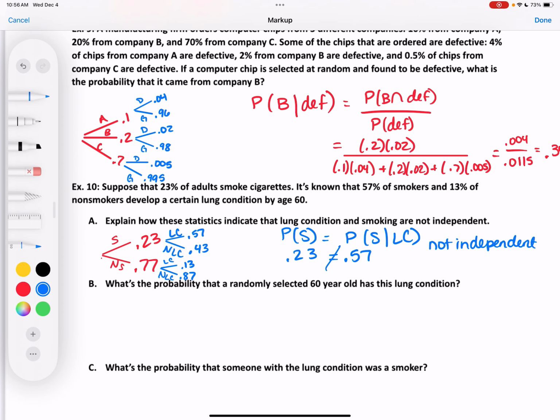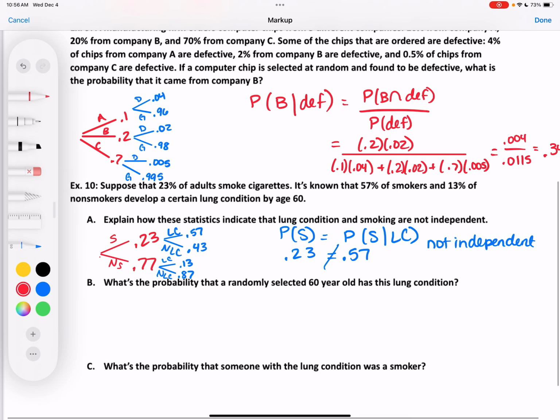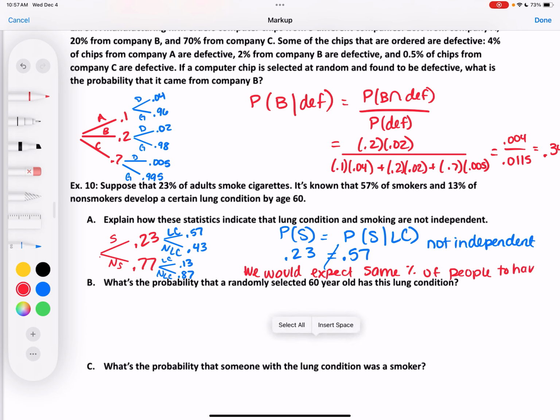And the other thing that we can say is we would expect the same percent of people to have a lung condition in both categories if independent. Because that would imply that no matter if you smoked or not, you would still get the lung condition. That would be how to show independence on that.